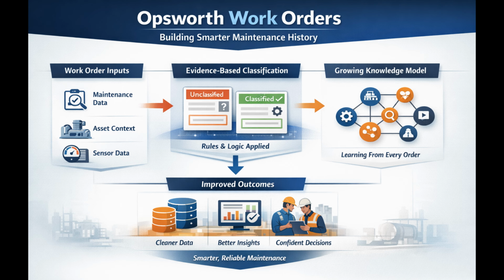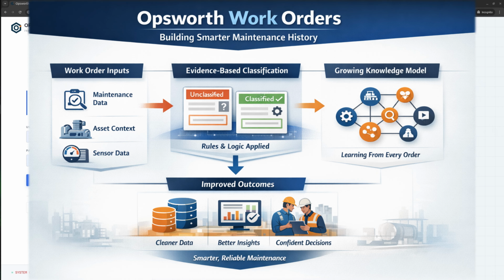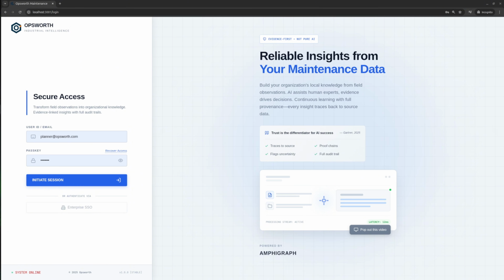Each classification is added to a growing knowledge model, so your maintenance history becomes more consistent and more useful over time. The result is cleaner maintenance data, clearer insight across Opsworth analytics, and faster, more confident decisions for planners and reliability teams.